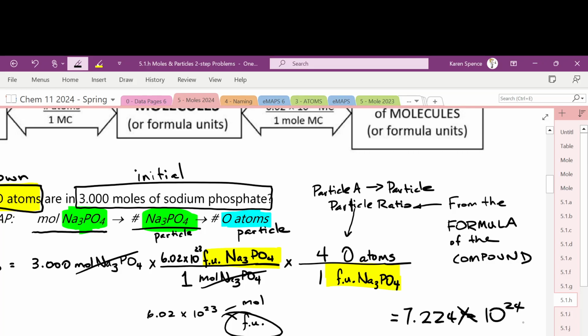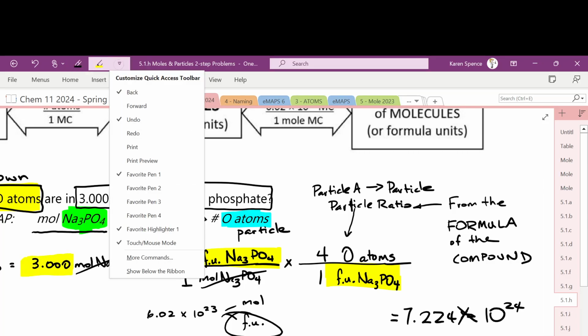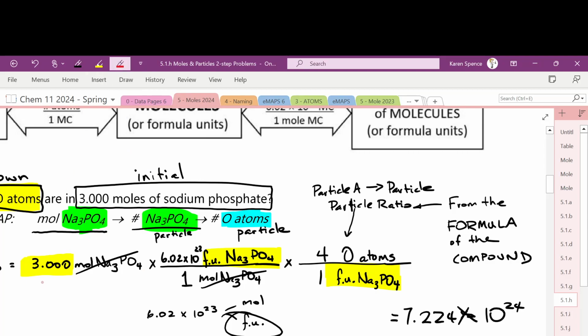Is that a good answer? No. What have I forgotten? Sig figs. So let's take a look. 3.000 has how many sig figs? 4 sig figs. 6.02 times 10 to the 23 has how many sig figs? 3 sig figs, because that number actually has a lot more digits in it. We've just rounded off. I forget what it is, but it's like 6.022 and so on. So this has 3 sig figs.